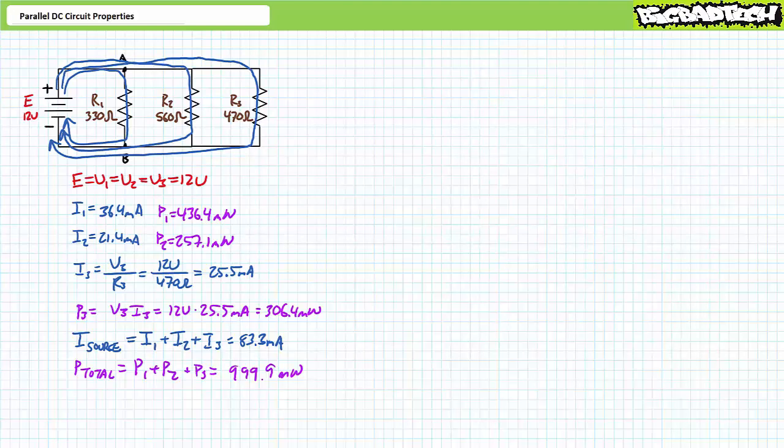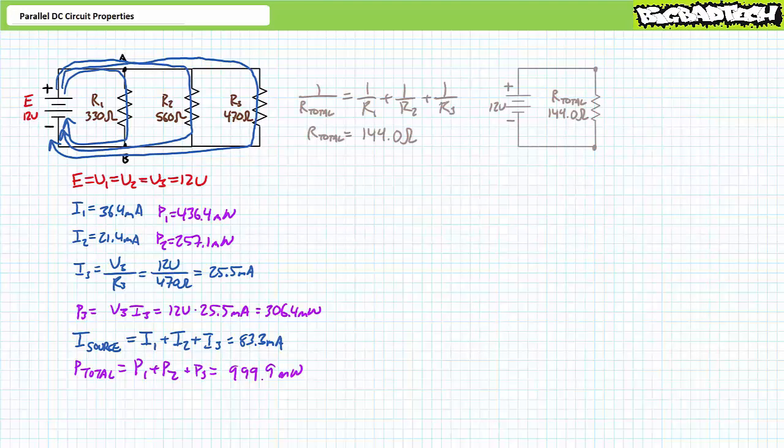Let's use Ohm's law and the power equations to check our work. The total resistance seen by the source is roughly 144 ohms. This implies the source would be none the wiser if the parallel combination of three resistors was swapped out and a single 144 ohm resistor took their place. This easier visualization can be used to verify our earlier calculations.